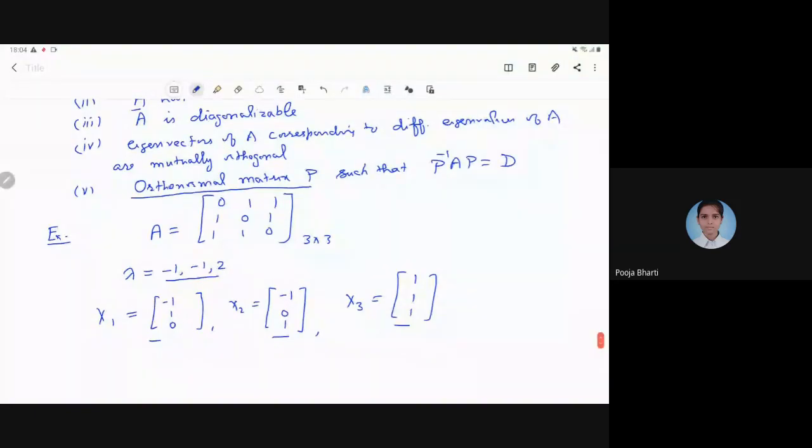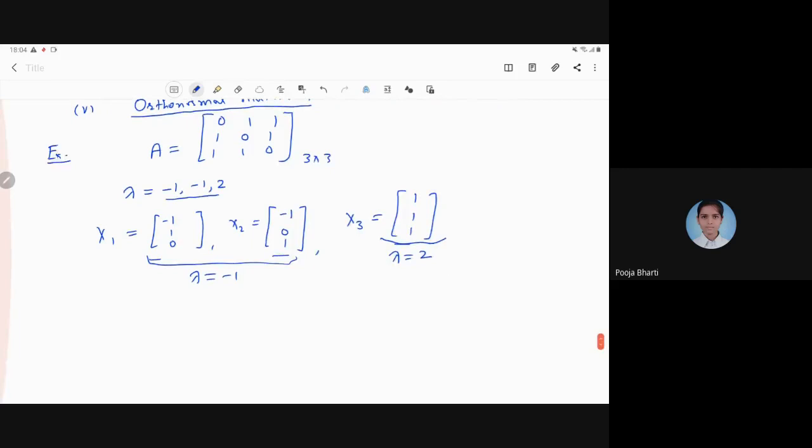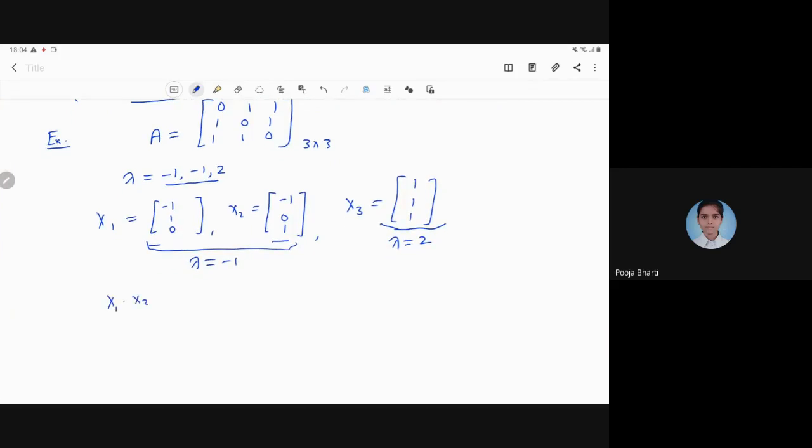Verify the fourth one: eigenvectors of A corresponding to different eigenvalues of A are mutually orthogonal. Let us check this point. These two are corresponding to lambda equal to minus 1. And this is corresponding to lambda equal to 2. Can you check x1 dot x3 and x2 dot x3? What are you getting? Zero. That means these are orthogonal as expected. But x1 dot x2 is not zero. What is x1 dot x2, by the way? Product of these two. It is not equal to 0.